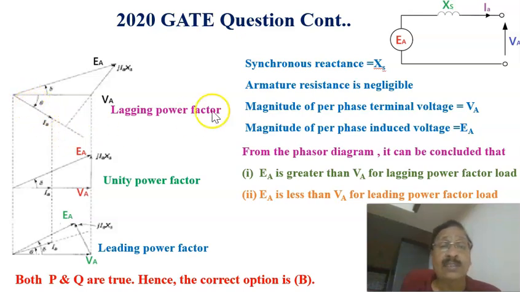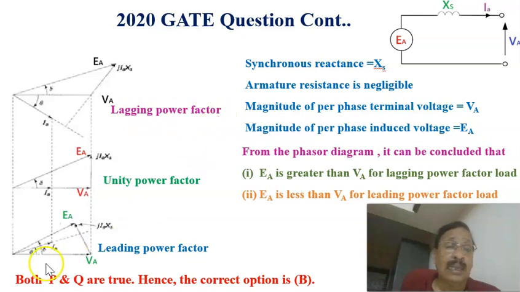Here we know that the induced voltage EA equals the vectorial sum of the terminal voltage and the drop across the synchronous reactance. The voltage across the synchronous reactance is perpendicular to the current vector, or we can say the current is lagging the voltage by 90 degrees. Therefore, to the terminal voltage VA, we add this voltage across the reactance, which is perpendicular to the current vector, that is j IA XS, 90 degrees, vectorially added in order to get the induced voltage EA. This is the lagging power factor case. In that case, the terminal voltage is less than the induced voltage.